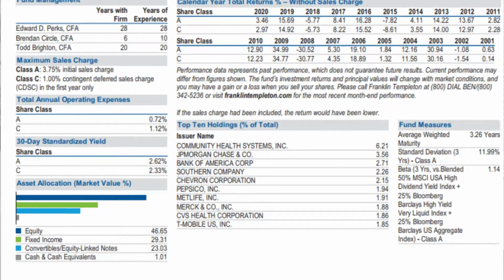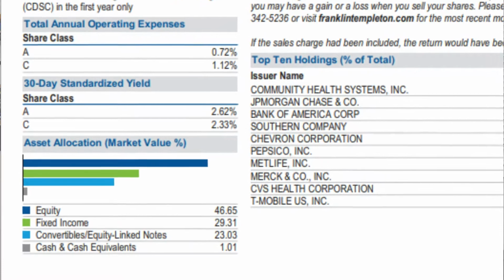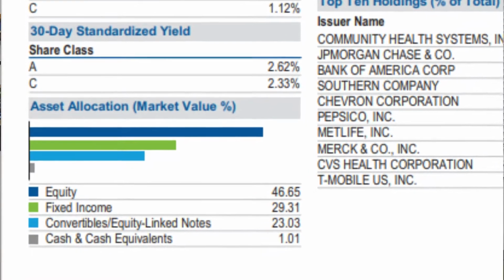Now, further down the fact sheet, you'll be able to see the asset allocation that this particular mutual fund is investing in. You can see it's 46% equity, 29% fixed income, 23% convertibles, and 1% cash, which again ties into the description of this particular fact sheet and mutual fund. They said that they would invest in a diversified portfolio of stocks and bonds, and this allocation shows that. It shows a lot of equities, which are stocks, and a lot of fixed income, which are bonds.